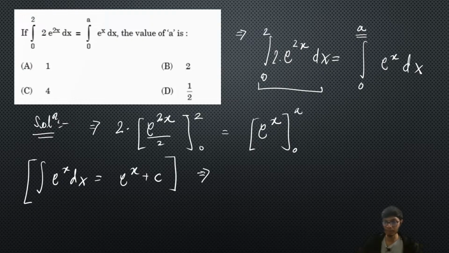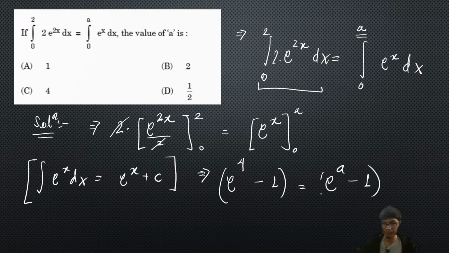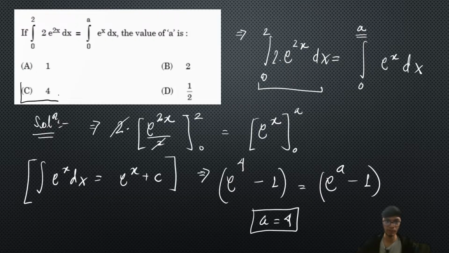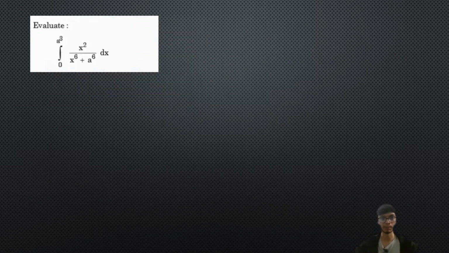If we carry forward the simplification, the 2 and 2 will cancel out. We are left with e to the power 4 minus 1, which equals e to the power a minus 1. Just by directly comparing both the sides, we see that a is equal to 4. So that's the solution for this problem. Very simple, very straightforward, one-marker problem, and option C is going to be the answer. Alright, with this, let's move to the next problem.